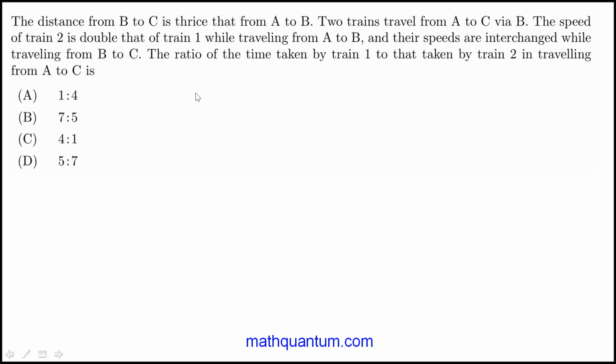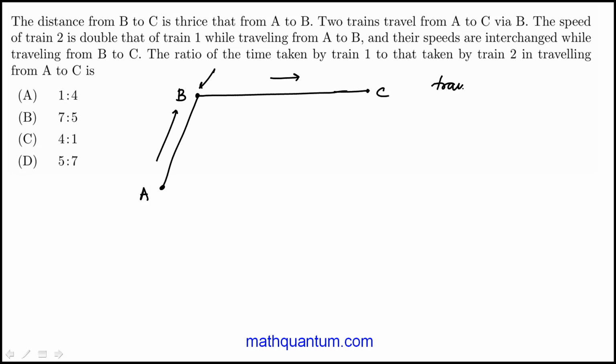So this question is really about drawing a schematic so you can visualize what's happening. So distance from B to C is 3 times that from A to B, so something like that. And we have these 2 trains that travel from A to C going through B. Now, speed of train 2, so this is where I think labeling it properly and writing the appropriate variables is important. So speed of train 1 is S, so this would be twice that.